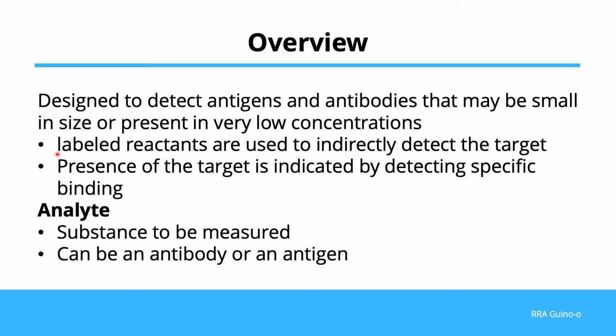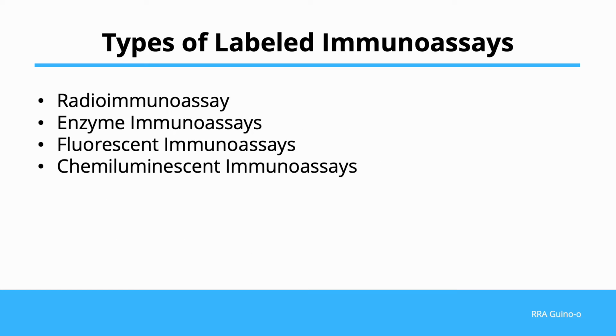And instead of detecting the actual antigen-antibody complex, the presence of the target is indicated by detecting the specific binding of the labeled reactants instead. In a labeled immunoassay, the analyte is referred to as the substance to be measured, and it can be an antibody or an antigen. There are 4 types of labeled immunoassays. They have very similar principles, and they only differ in the label that is being used in the assay. We have radioimmunoassays, enzyme immunoassays, fluorescent immunoassays, and chemiluminescent immunoassays.